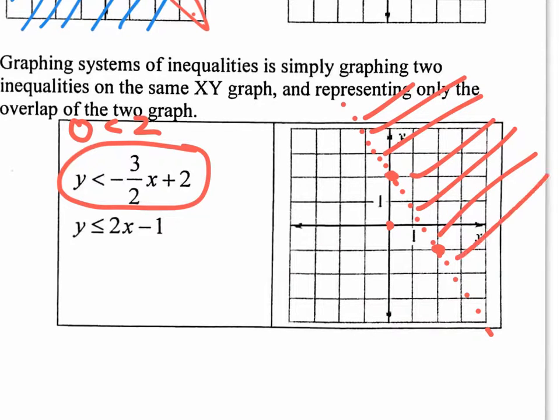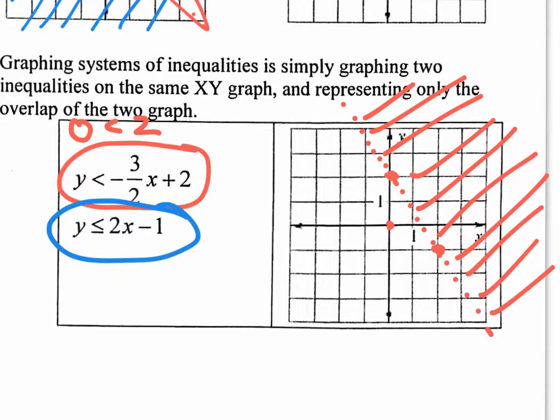Okay, so don't get too crazy with your shading, because what we're going to do is this other inequality on this same xy plane, and then we're going to really focus in on the overlap piece. So the other one crosses at -1, and from that point go up 2 over 1, and up 2 over 1, and is this going to be a solid line? Yes, it is. So you could do your solid line right through those dots. Wow, that's the most crooked line I've done. I'm sorry.